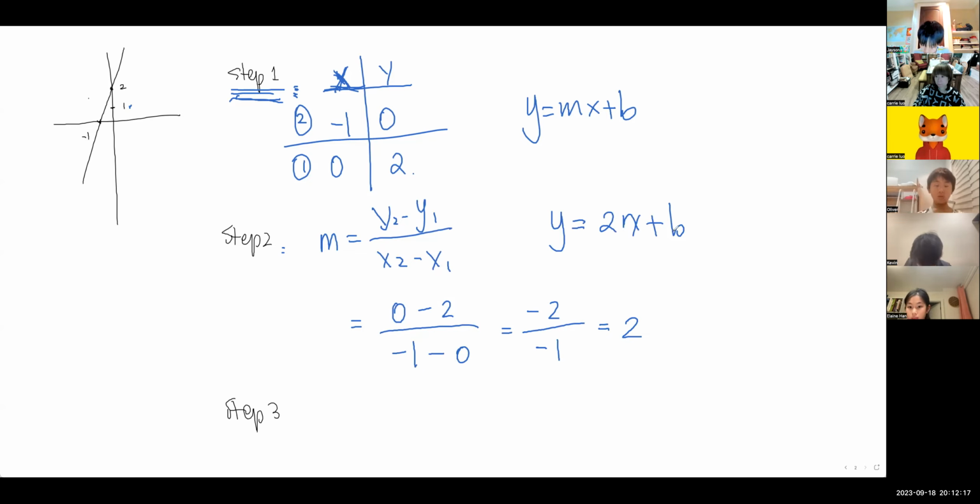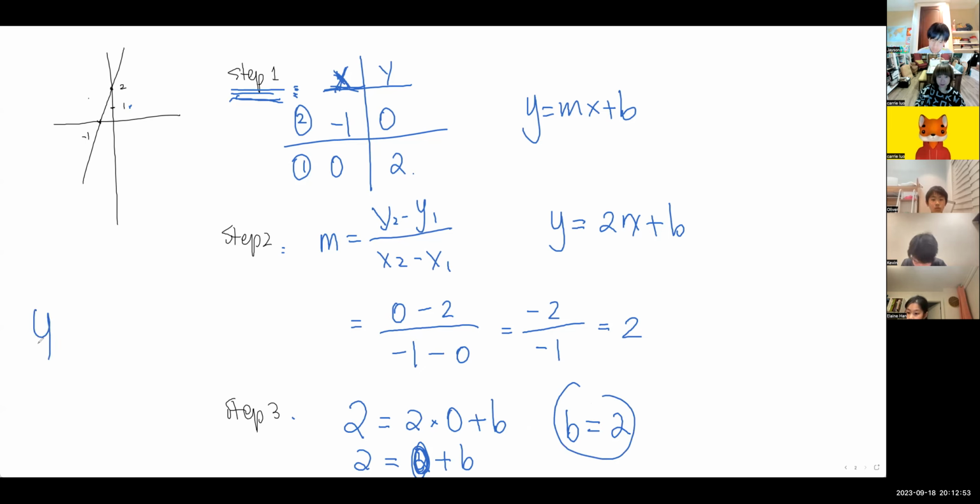Correct, everybody? Okay, so now let's move to step 3. Because we have this one, I can just put when x equals 0, y equals 2. So 2 equals 2 times 0 plus b. Oh, so sorry, 2 times 0 equals 0. So b equals 2. Now we have b. So the final one is y equals 2x plus 2.